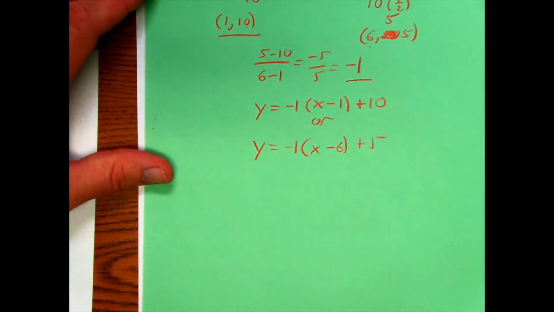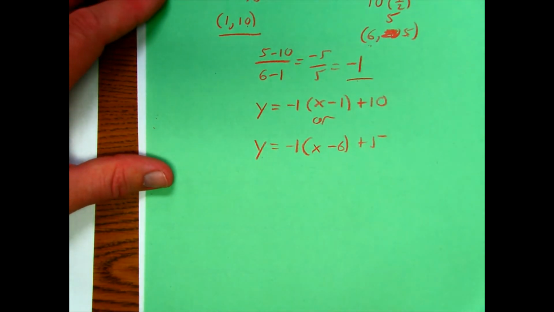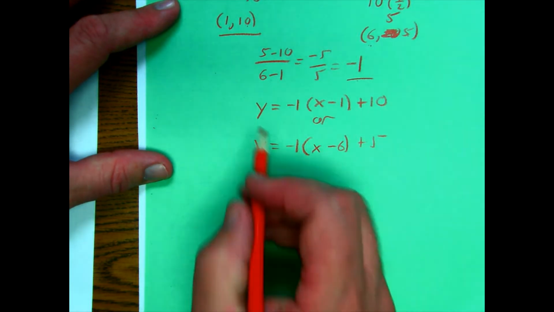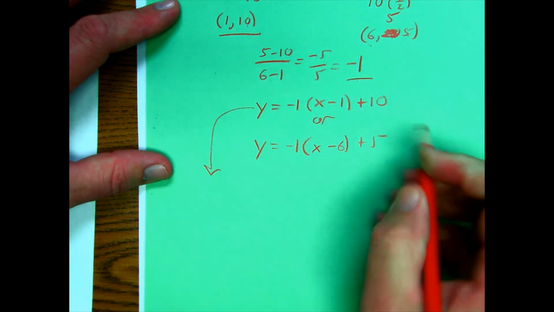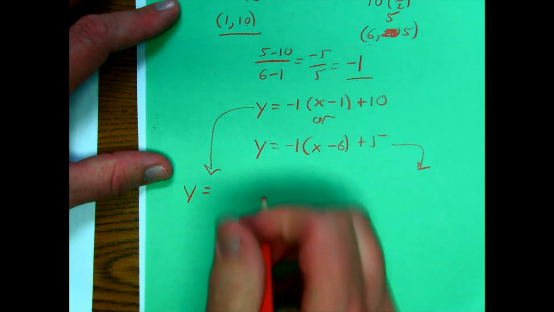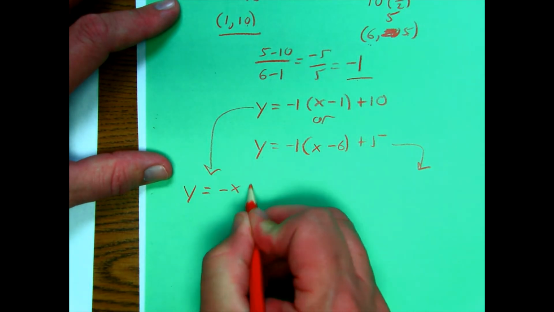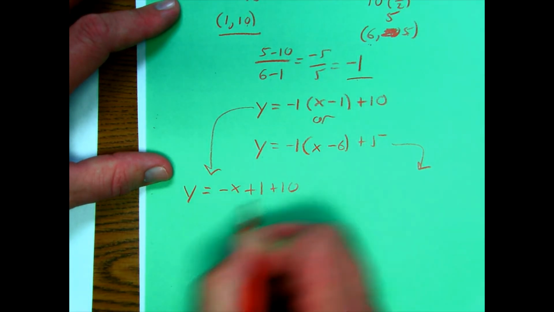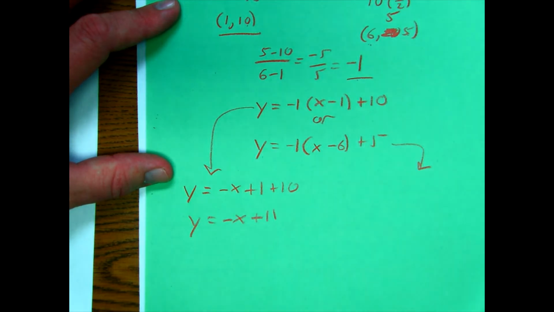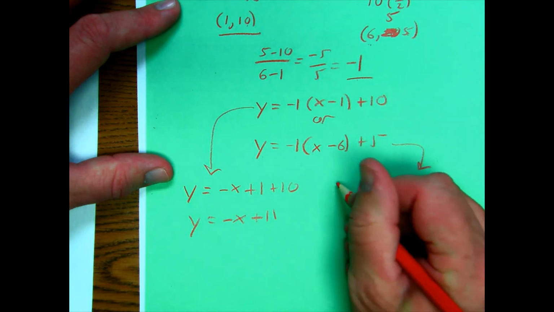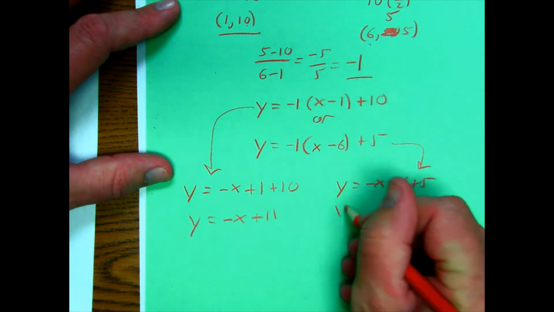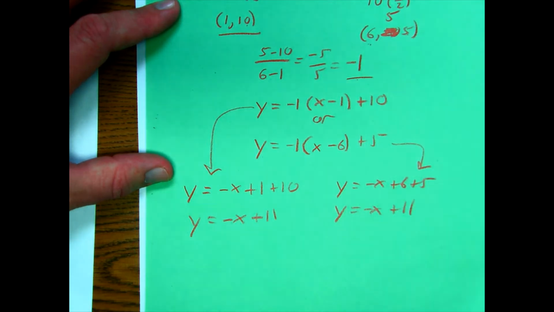If for some reason you need to get your final answer in the slope-intercept form, clear parentheses, combine like terms. I'm just going to do that to review the algebra here. If we did it with the first one, that'll be negative x plus 1 plus 10, y is equal to negative x plus 11. Or if we take that and put it in slope-intercept form, we get the same answer.